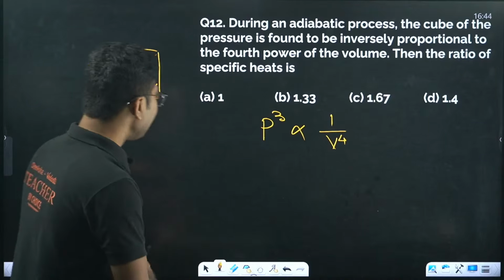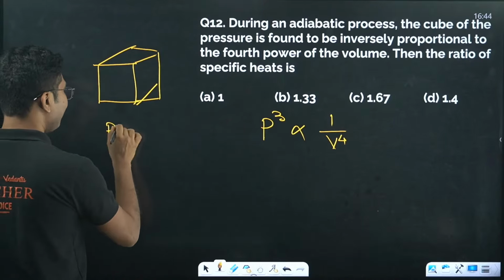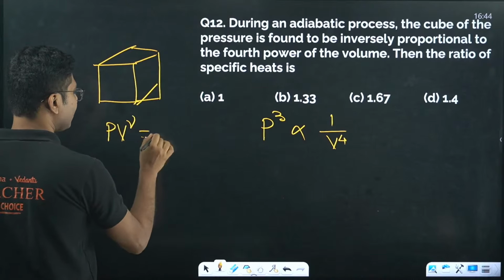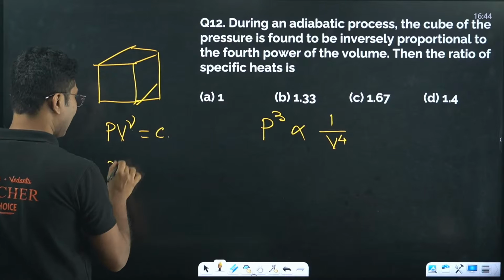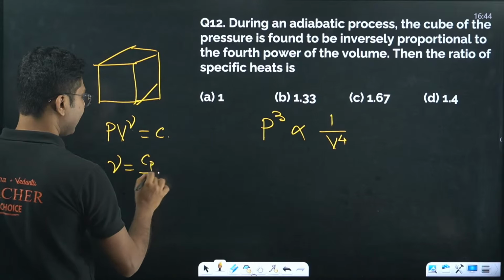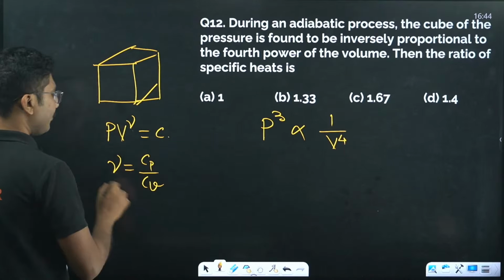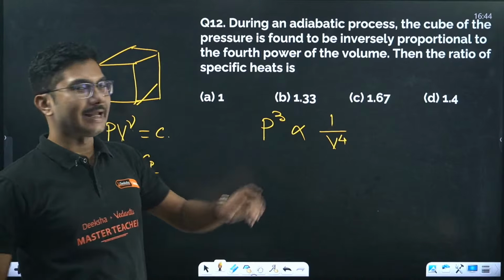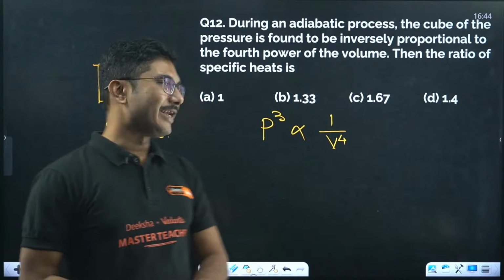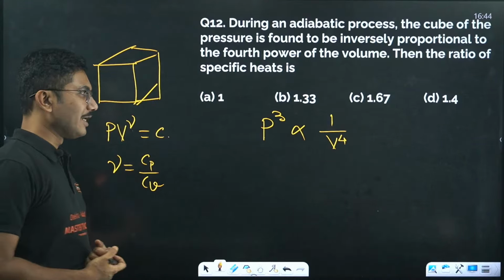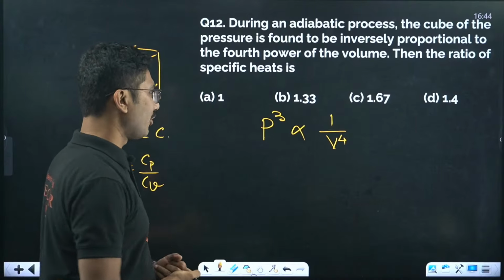Now in an adiabatic process, we know that PV to the power of gamma equals constant. What is gamma? Gamma is the ratio of the specific heats, which is Cp by Cv. So if you can find the gamma in this case, you can actually find the ratio of specific heat. How to solve it?